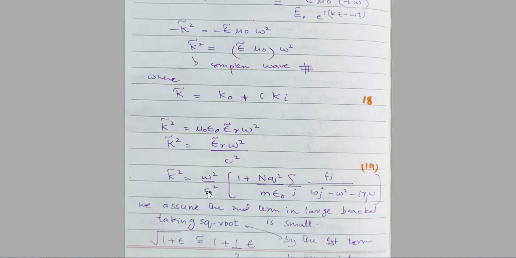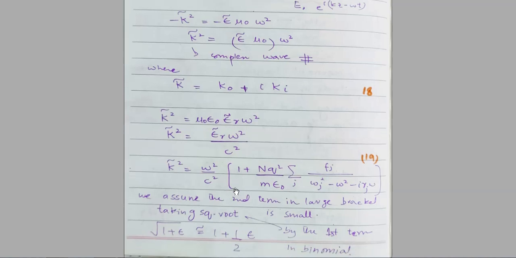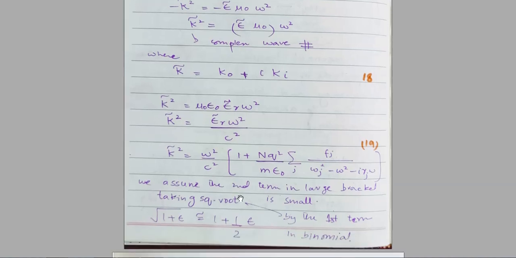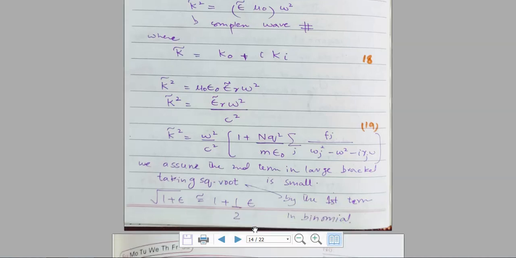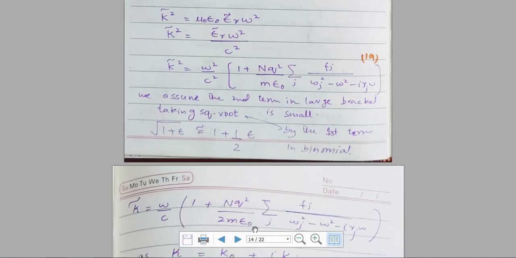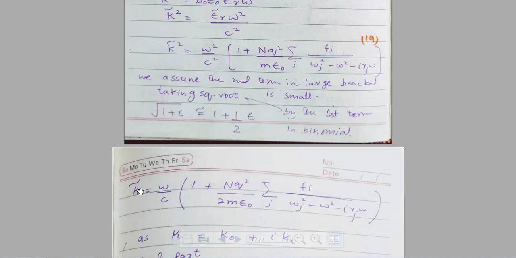To find out the k, we just have to take the square root. But before it, we use that the second term in the large bracket is very small. Square root of 1 plus epsilon is approximately equal to 1 plus half epsilon. Here you have used the binomial theorem. Now the complex wave vector k is equal to this.